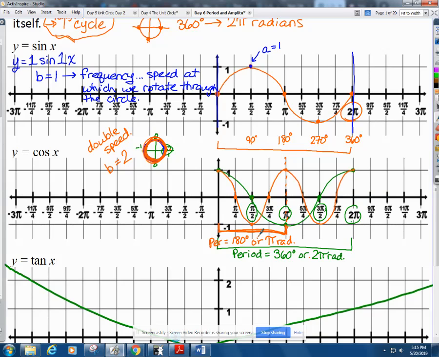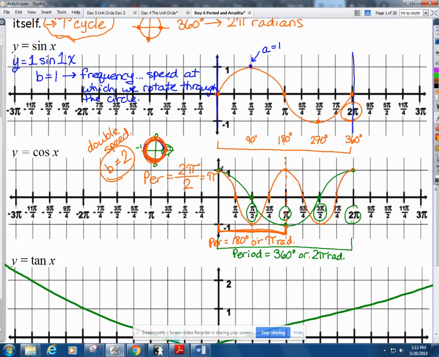Well, that means that any time that you want to calculate the period, if B is 1, the period is 2 pi. But if you increase the speed, that's going to change the period. So here, the period would be what it was originally divided by 2 because I was going twice as fast.